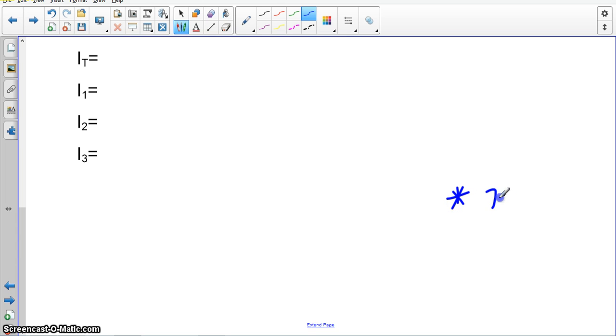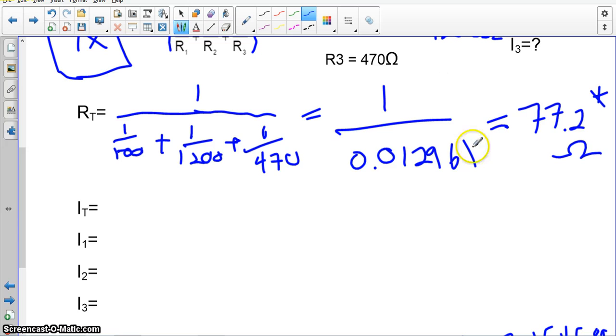It's 77 point this guy. I would really just keep this in your calculator. Okay, that's all my calculator shows, but keep all that. That's what you'll use in these calculations. And so how do you find the current?